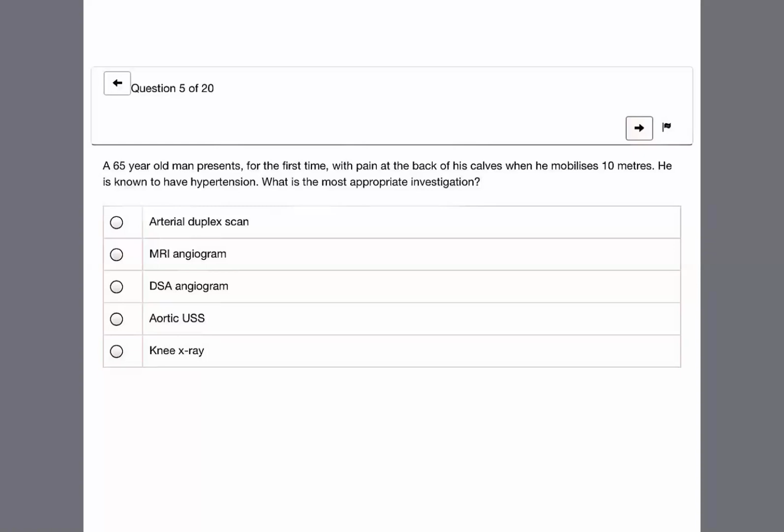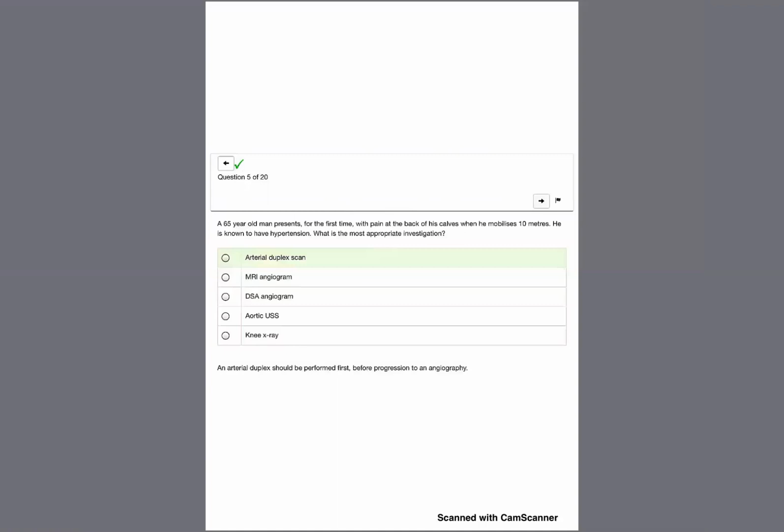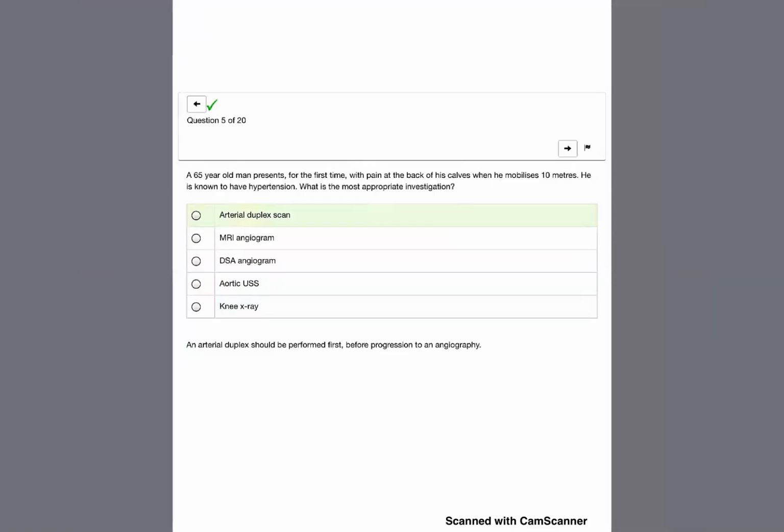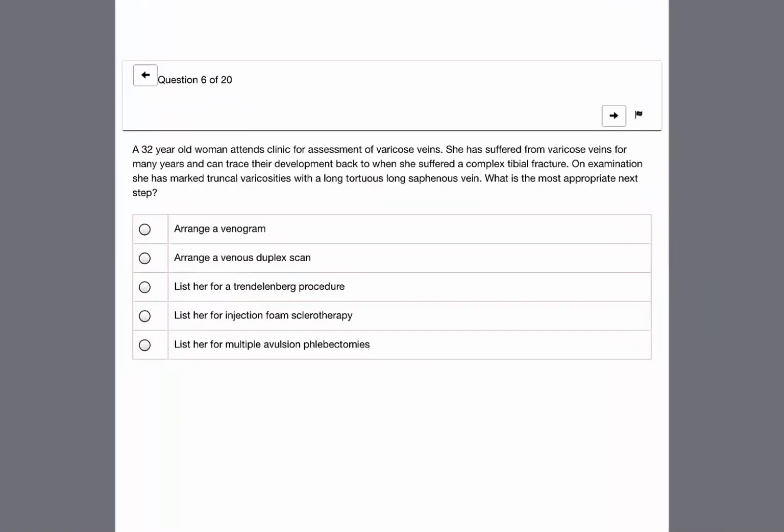Okay, the next one, which may be the MRI angio, but to put in your mind, in the UK, don't go for higher investigation without passing through the primary investigations. Yes. So arterial duplex is the primary before progression to angio. Next question, Dr. Dafir again.